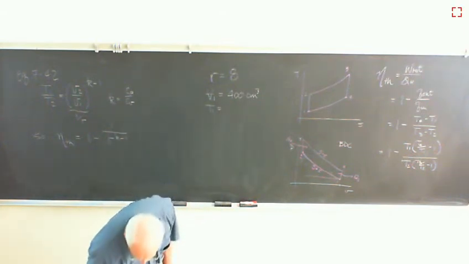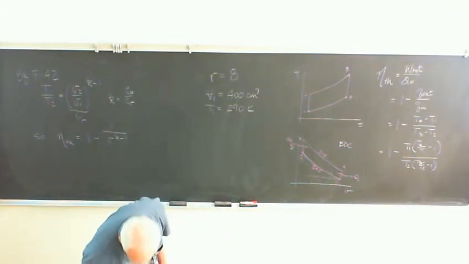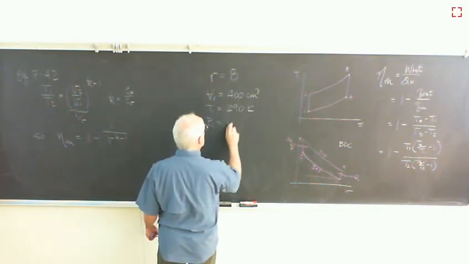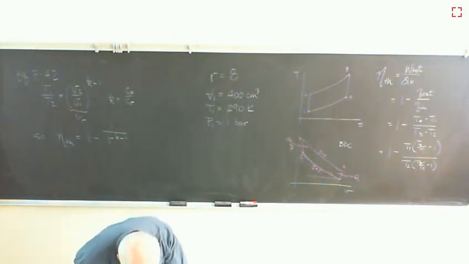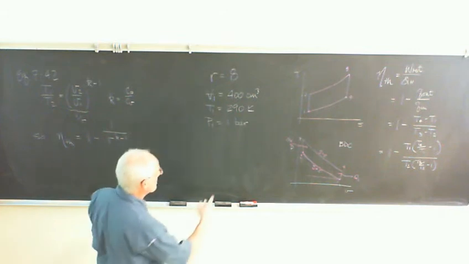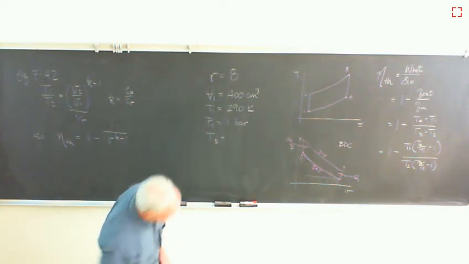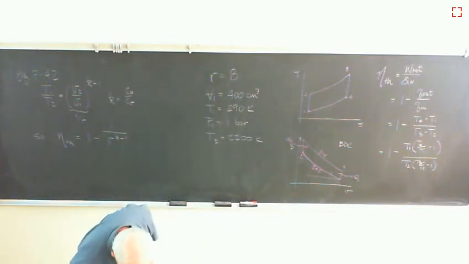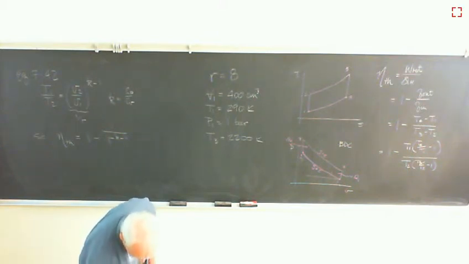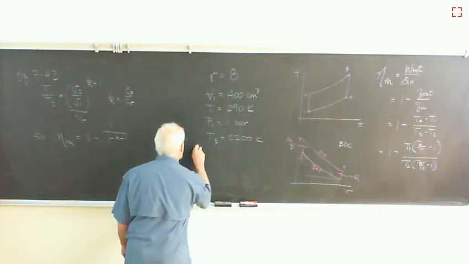The temperature at that point is 290 K. The pressure is 1 bar, and the pressure is really on in that bar if you're doing this in metric. And the temperature at the end of the heat addition is 2200 K. I think that's all the pieces. Oh, we can evaluate the specific heats at room temperature, 300 K. So fine.